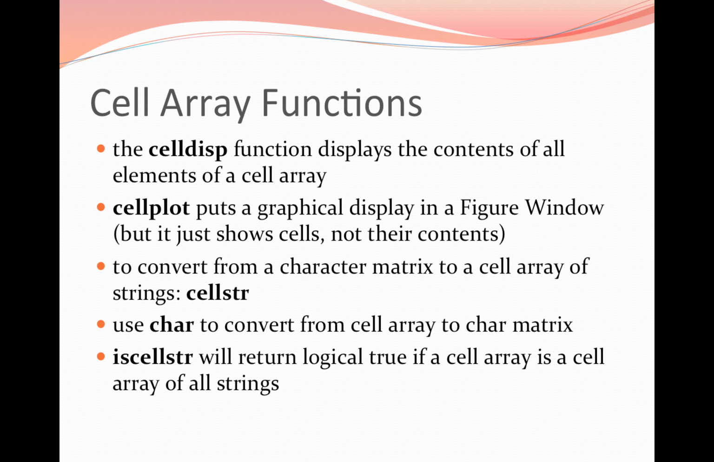Since the best use of a cell array is to store strings of different lengths, if you have a character matrix that stores strings, you can convert that to a cell array of strings using the cellstr function. Doing the reverse, you can use char to convert from a cell array that stores strings to a character matrix. The iscellstr function, you pass to that a variable, and it will return logical 1 for true if the cell array that you pass to it is in fact a cell array of all strings, or false if it's not all strings. So again, one of the best uses of a cell array is to store strings of different lengths.